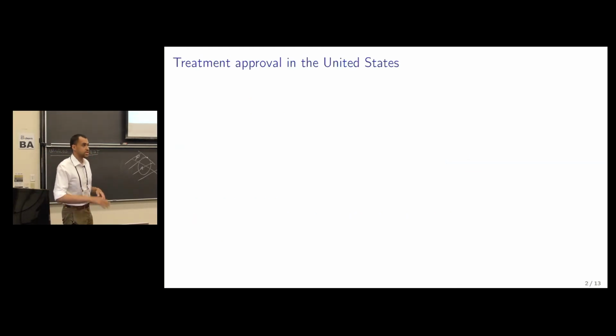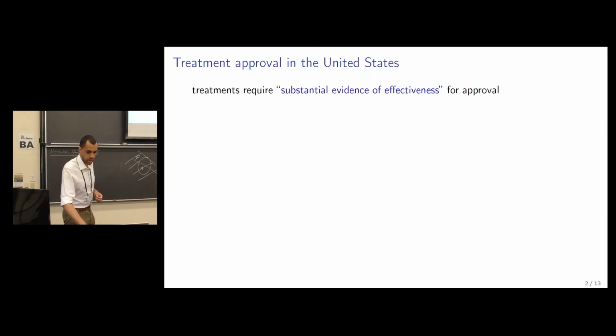OK, so let's start out by looking at how treatment approval is currently done in the United States. And by law, the Food and Drug Administration is required to approve drugs only if they meet a substantial evidence of effectiveness standard. Right? So you can only approve a drug if you are very confident that it is effective. Now, what does this mean in practice?